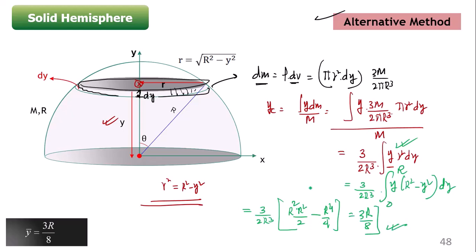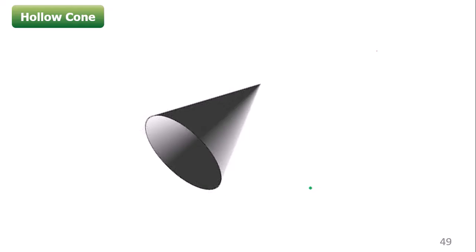So in both methods you will get the same answer, but the method is different. First we took an element of a hemispherical shell, and in the second situation I took the element as a solid disk. Now we come to the hollow cone. Again this is a 2D geometry. Whenever the geometry comes in the hollow category, every time we assume it is a 2D geometry. Why? Because here also the thickness of the cone is very small.